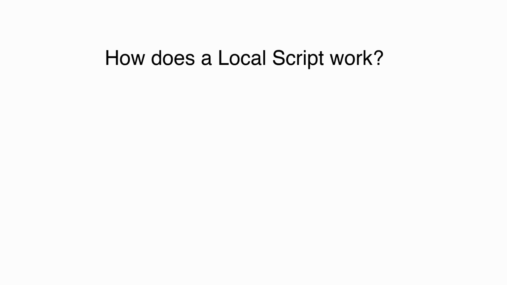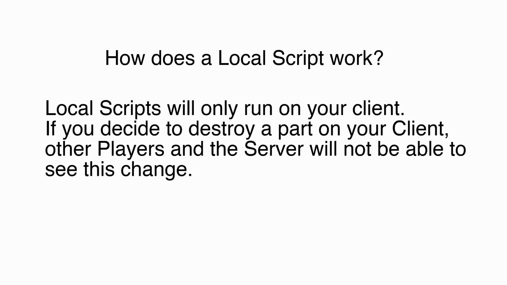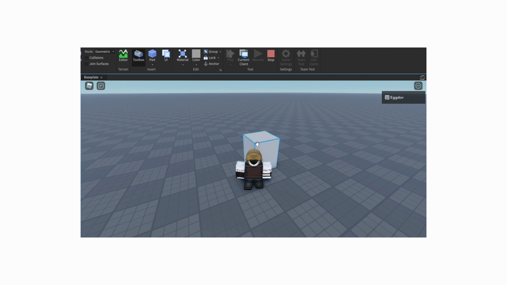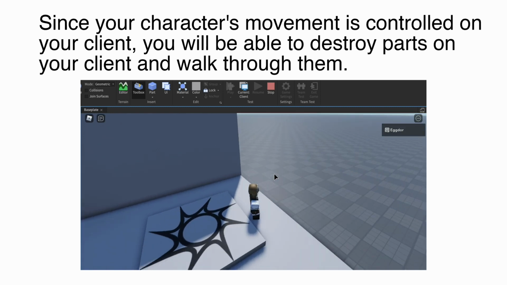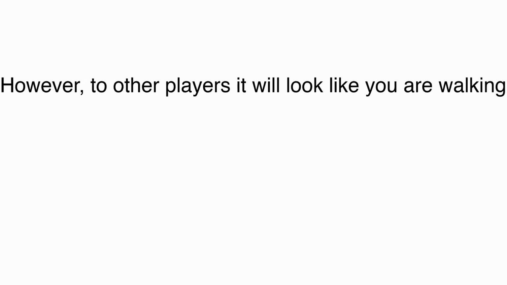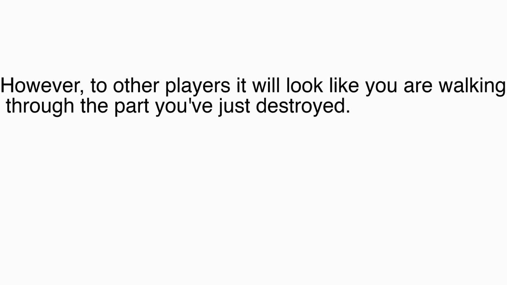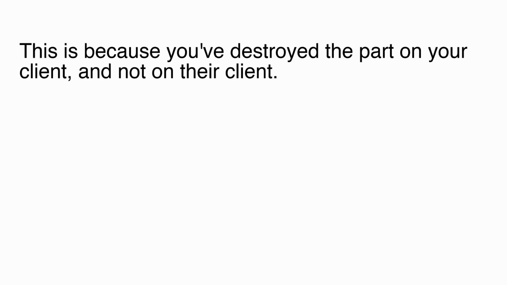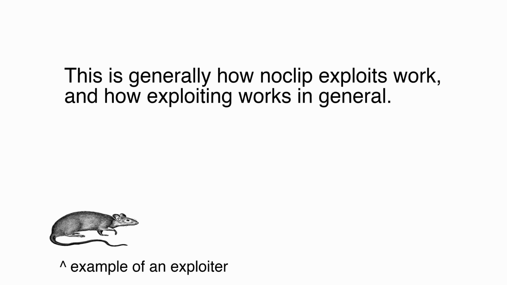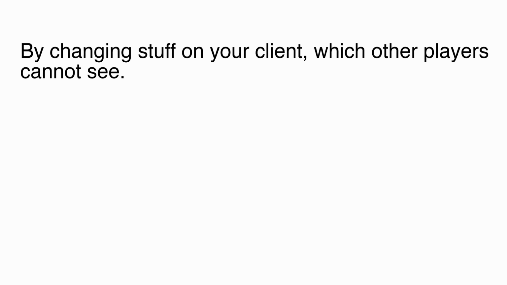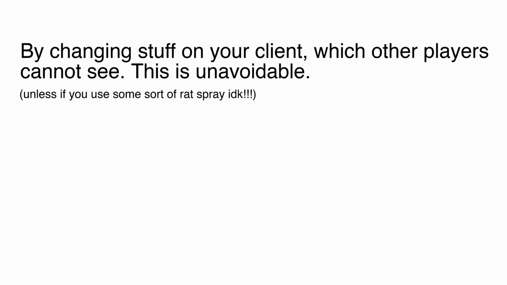How does a local script work? Local scripts will only run on your client. If you decide to destroy a part on your client, other players and the server will not be able to see this change. Since your character's movement is controlled on your client, you will be able to destroy parts on your client and walk through them. However, to other players, it will look like you are walking through the part you've just destroyed. This is because you destroyed the part on your client and not on their client. This is generally how no-clip exploits work, and how exploiting works in general, by changing stuff on your client which other players cannot see. This is unavoidable.